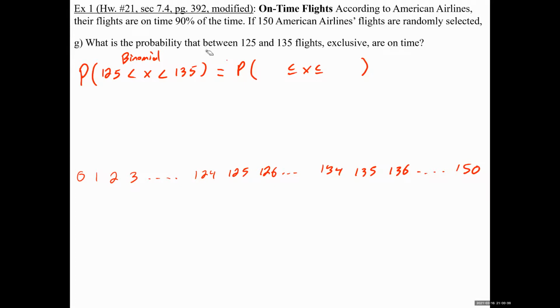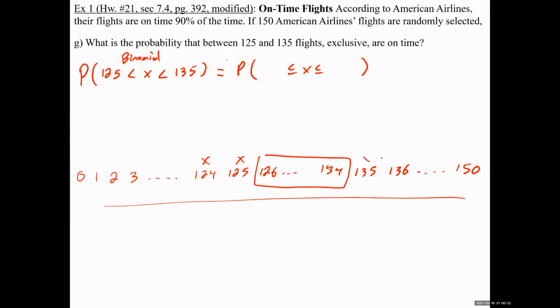So if it's between 125 and 135, I'm asking you, which of these are between 125 and 135? But you have to exclude the 125 and the 135. So which ones are between? This one is not between. This one's not between 125 and 135. It's equal to 125, but it's not between. These are the ones that are between, and these are not between either.